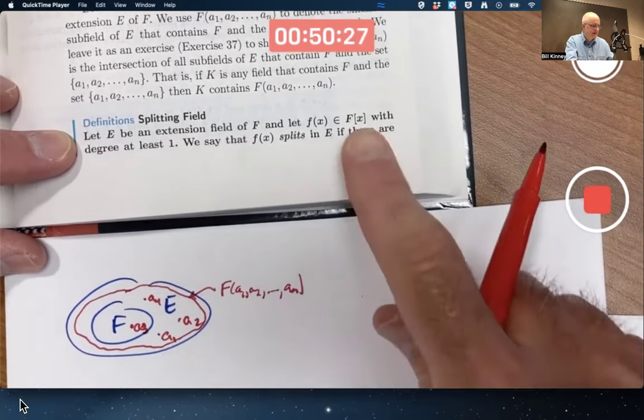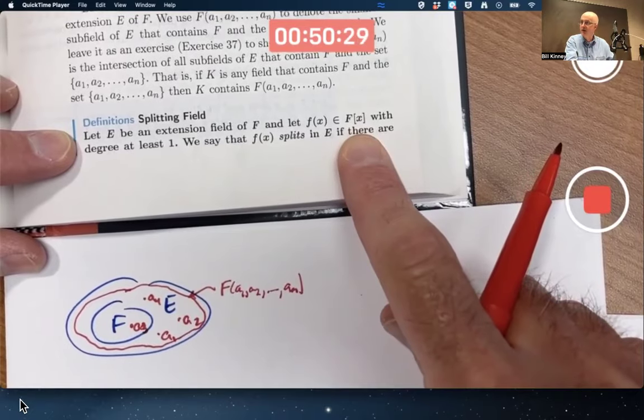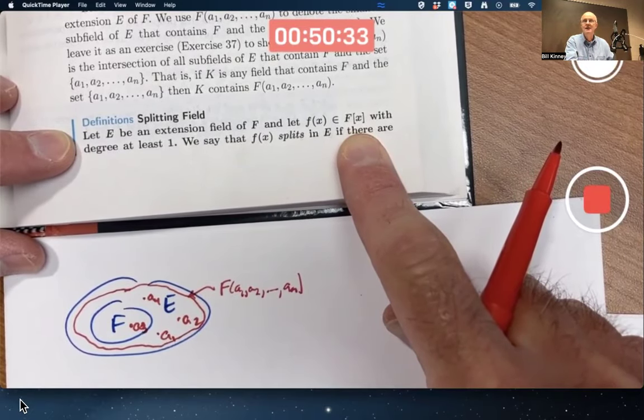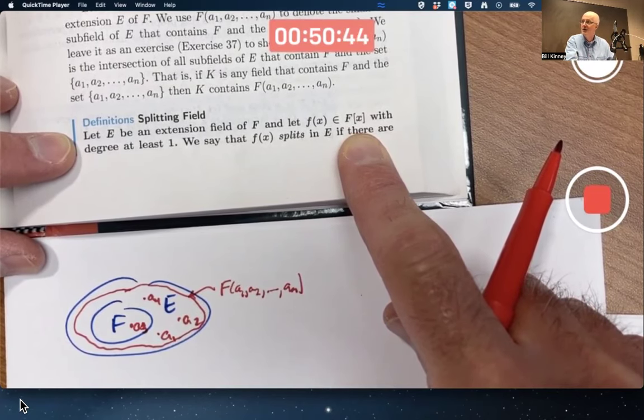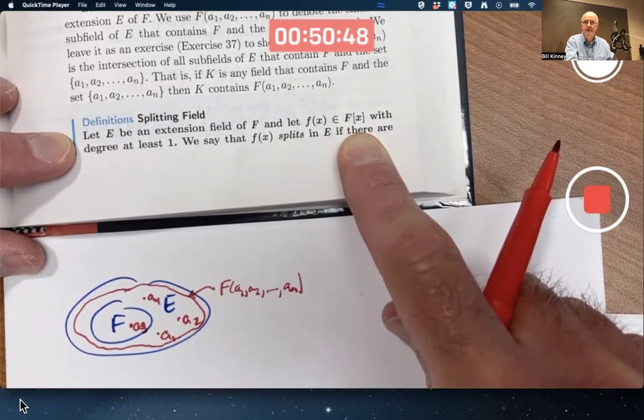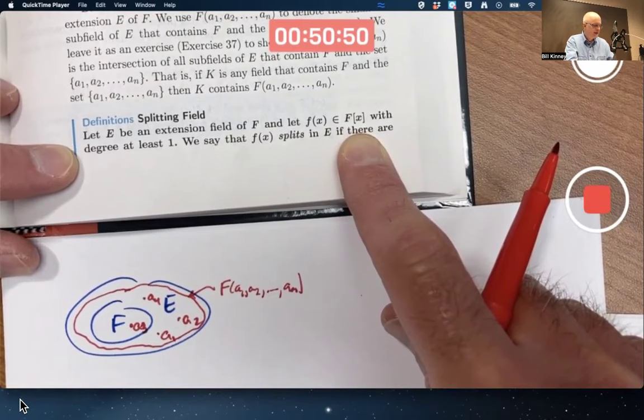Let little f of x be a polynomial with coefficients in the smaller field. You could imagine examples in your mind as you read this. You could imagine F is the real numbers and E is the complex numbers. Or you could imagine F as being the rational numbers and E as being the real numbers, or the complex numbers for that matter. Degree at least 1, meaning it's not constant.